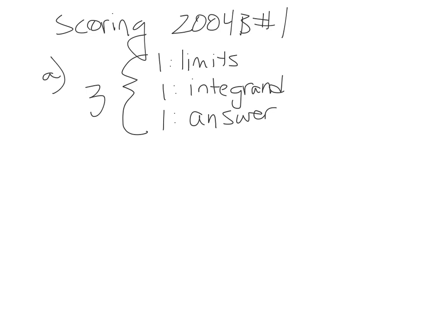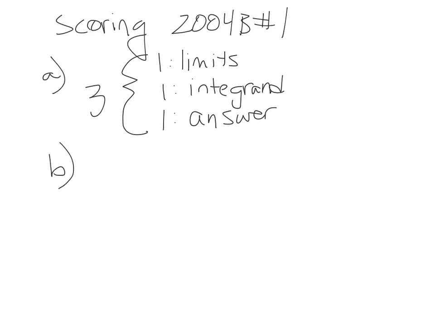So, if you got the answer wrong, because you entered it in the calculator wrong, it's possible you could still get 2 out of the 3 points. If you didn't know how to set up the integral, it's possible you could get 1 out of the 3 points if you could just at least figure out what the limits should be on your integral. So, lots of opportunity for some partial credit.